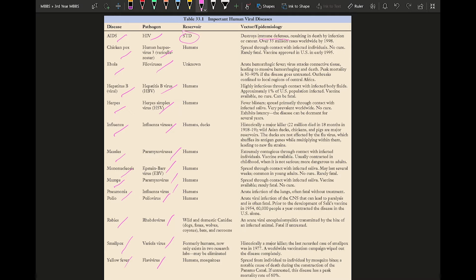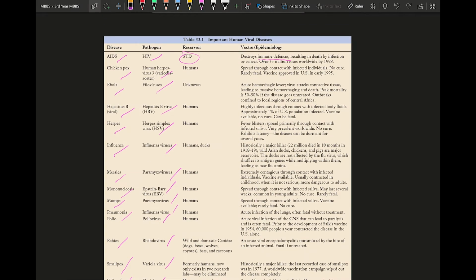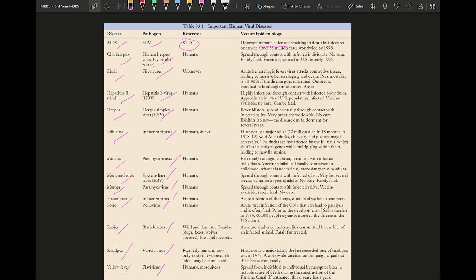It destroys the immune system of the host and decreases the number of CD4 cells, T lymphocytes, thereby making the host susceptible to other diseases, and a simple cold can kill the host. Moving on to chickenpox, it's caused by human herpes virus 3 or varicella zoster virus. The reservoir is humans. It is spread via contact with infected individuals. There's no cure for this disease. It's rarely fatal, and there's an important vaccine for this.